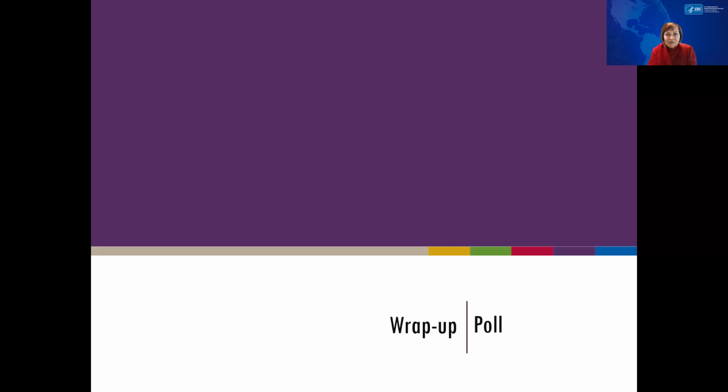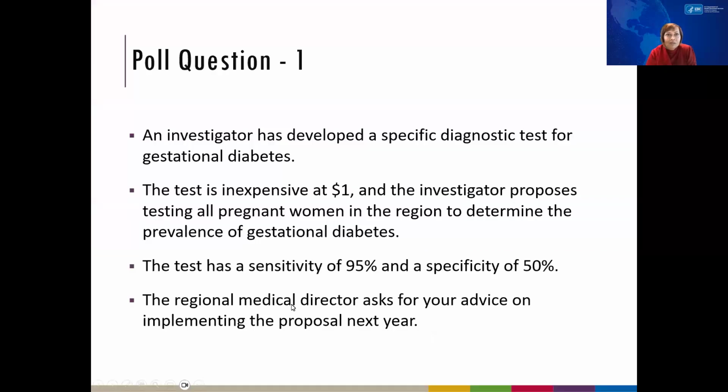So you have heard from the professors. Now we turn to you for consultation and present to you the first scenario, which is that an investigator has developed a specific diagnostic test for gestational diabetes. This test is inexpensive at $1 per test, and the investigator proposes testing all pregnant women in the region to determine the prevalence of gestational diabetes. Sounds like a good idea. The test has a sensitivity of 95% and a specificity of 50%.